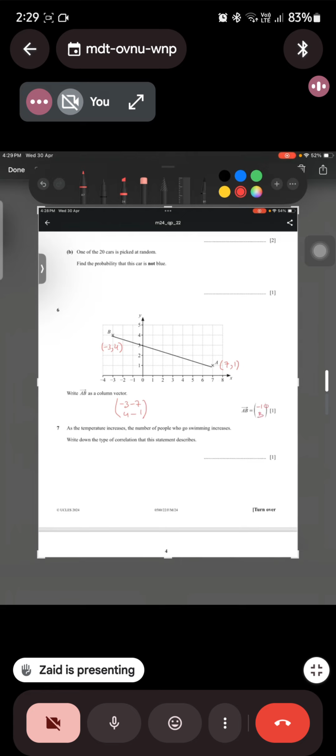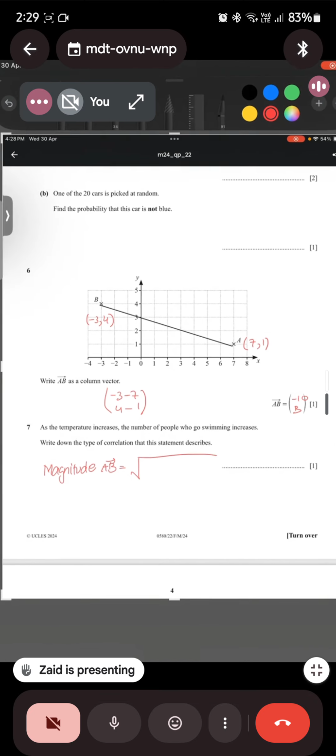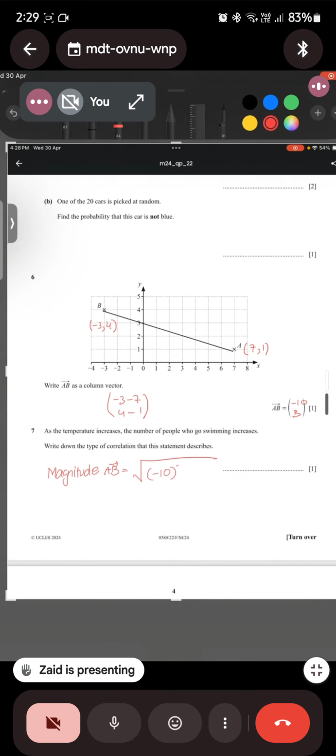If they would have asked you to write down the magnitude of vector AB, the magnitude of AB is going to be, you just simply take the square root of -10 squared plus 3 squared. So that will give you the square root of 100 plus 9. Okay, you leave it like this. Is this fine?